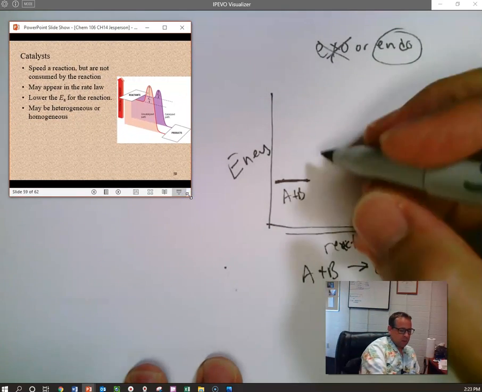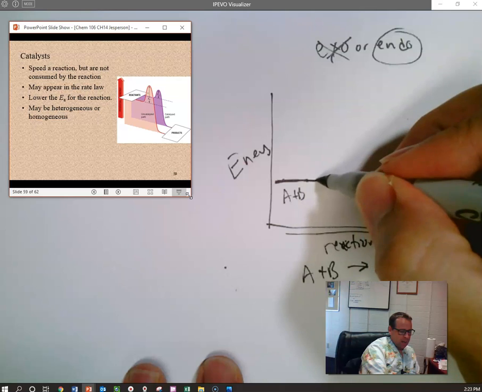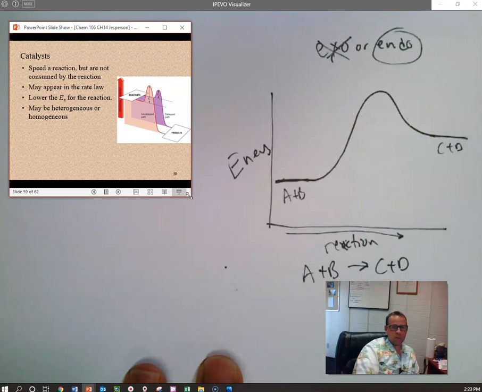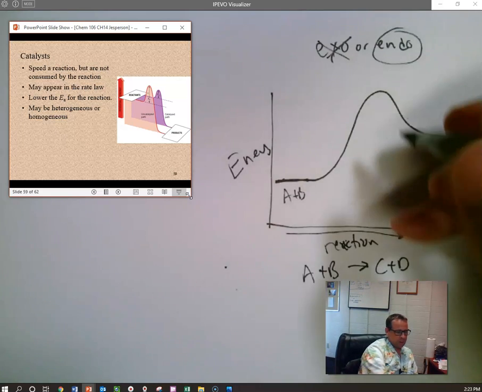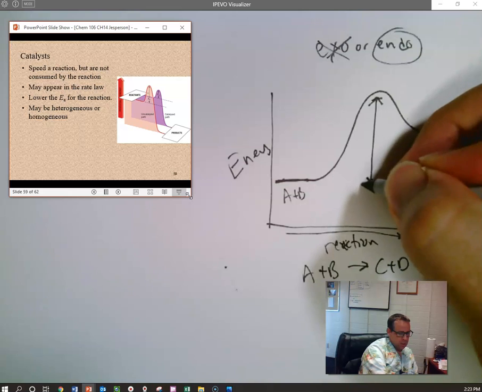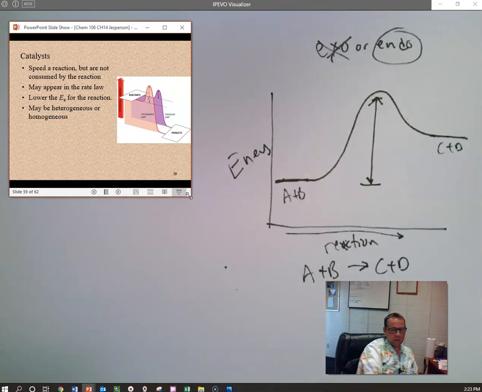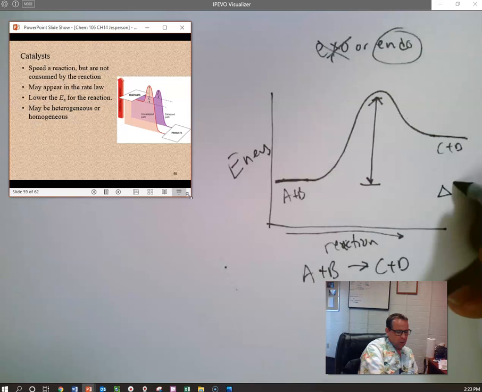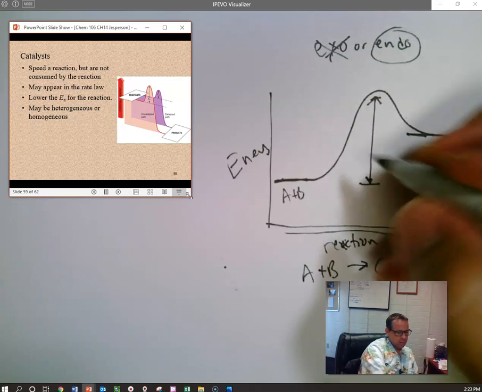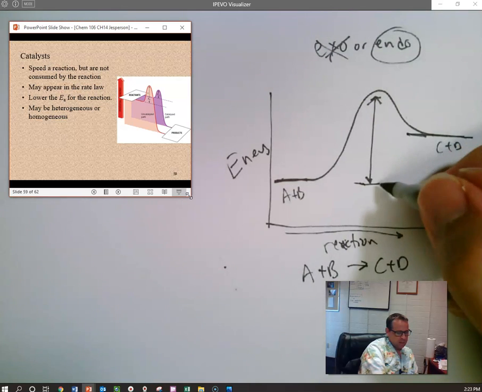All right. And then if we had an activation energy associated with this process, the activation energy would be that change in energy there. All right. The overall change in energy is just products minus reactants.